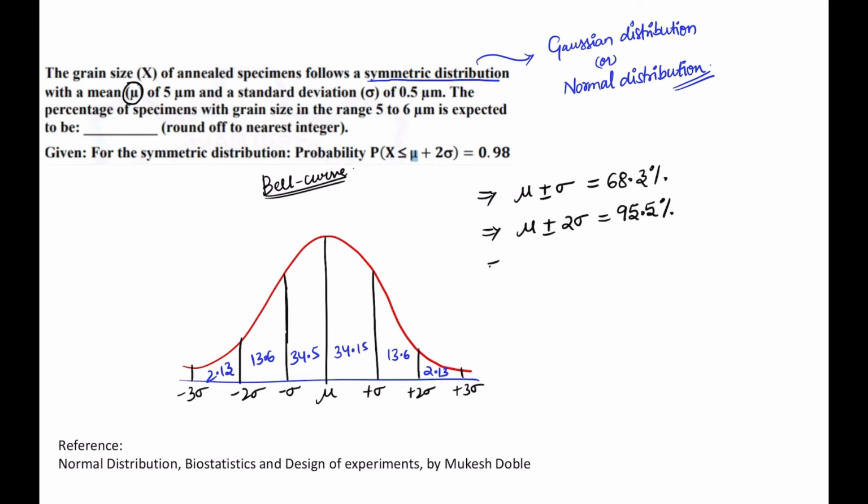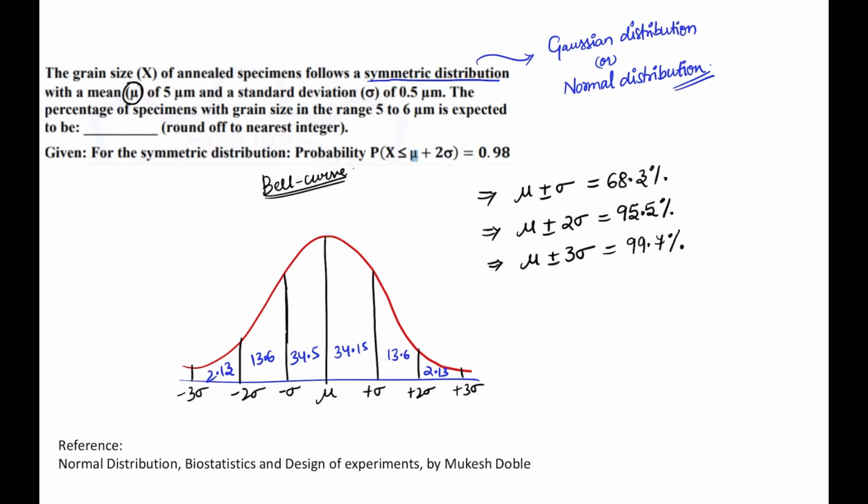Similarly, for mu plus or minus 3 sigma, if you take the overall range, 99.7 percent will fall into this particular range. That means this tells you in what ranges you can find how much percentage of the data.